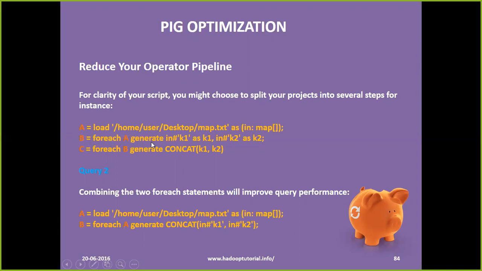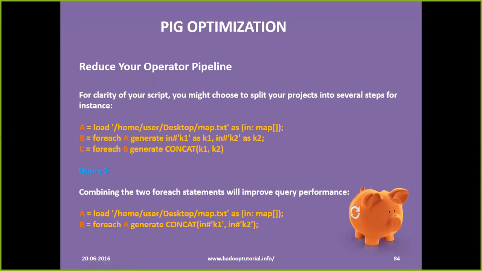In the second statement, generate in#K1. In is the column name, and inside that I'm trying to get the K1 value as K1, and in#K2 as K2. But this is not my final intention. I'm getting the K1 value and K2 value. Finally, I need the concatenated value as output. So C equals foreach B generate concat of K1, K2.